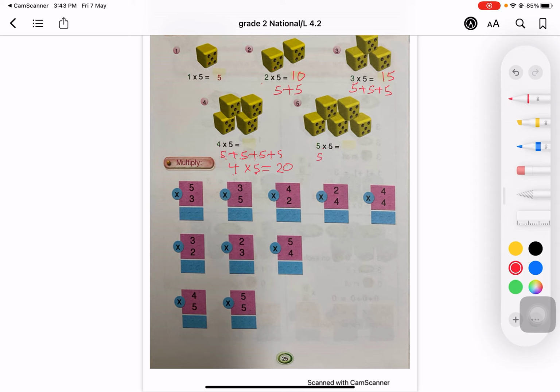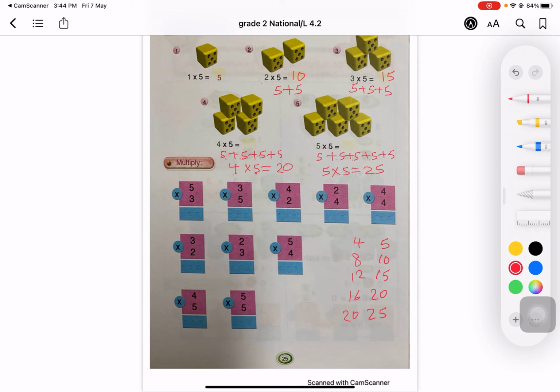5 by 5. You are repeating the 5, 5 times: 1, 2, 3, 4, 5 times. Then you say 5 by 5. The answer is how many? 25. So if I skip count by 5, it is 5, 10, 15, 20, 25. If you skip count by 4, it's 4, 8, 12, 16, 20.